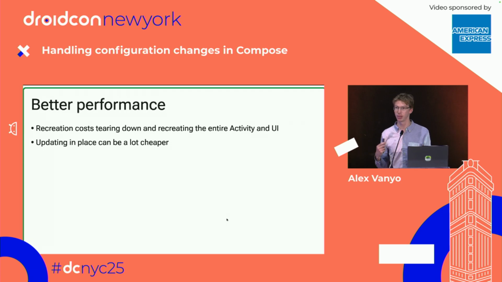It can be expensive to destroy that and recreate it. Updating in place can be a lot cheaper. Like everything with performance, make sure you're measuring it, verifying it, and not just assuming that this happens. But updating in place can be a lot cheaper.